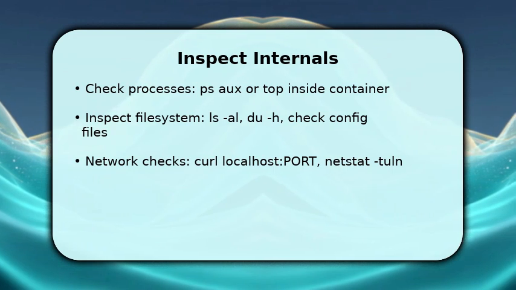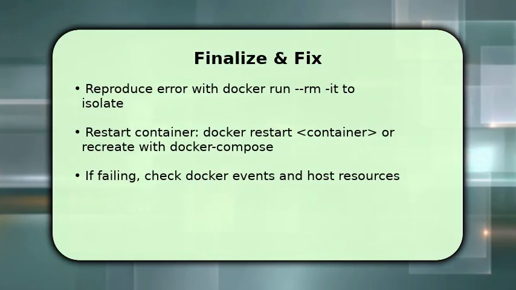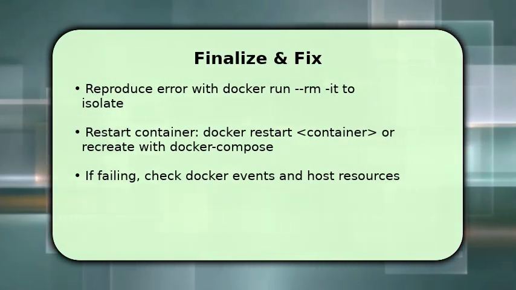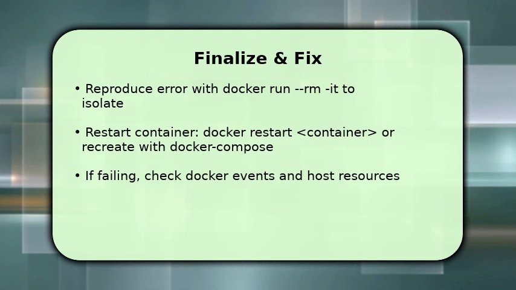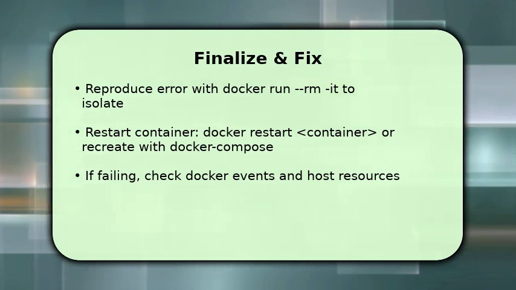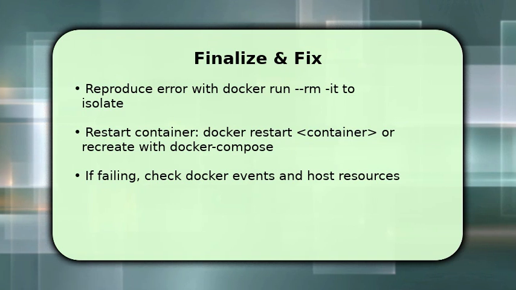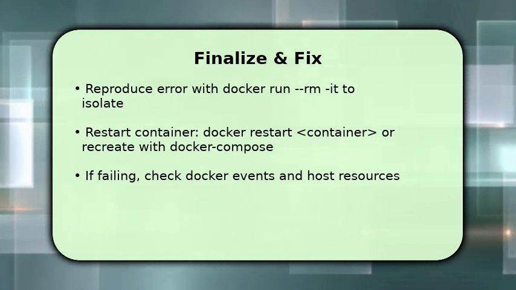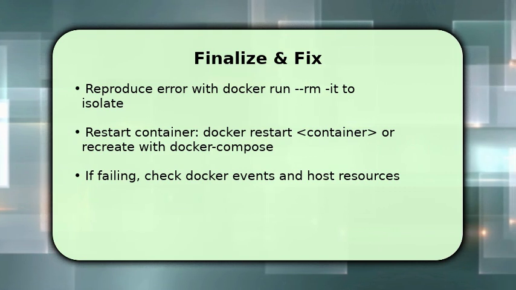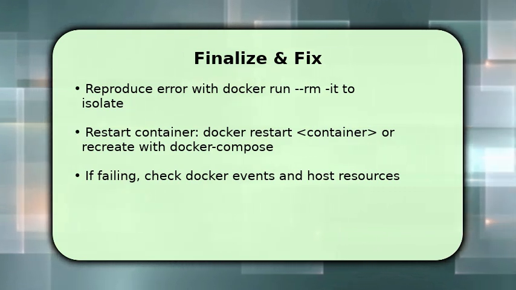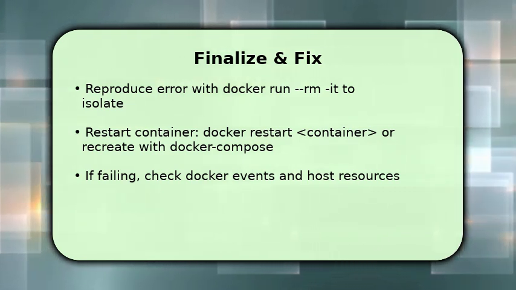docker run --rm -it with the same env and command so you eliminate orchestration variables. Once you confirm the fix, restart the original container with docker restart or recreate it via docker compose up -d to apply persistent changes. If problems persist, check Docker events and host CPU, memory, and disk usage to spot resource constraints.